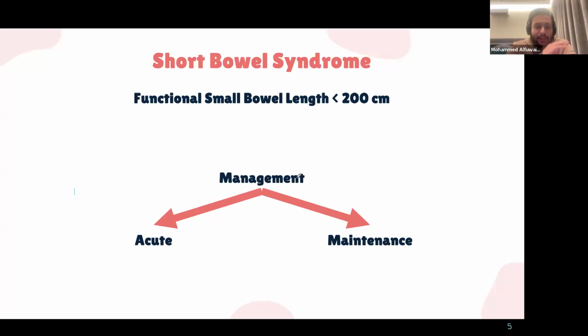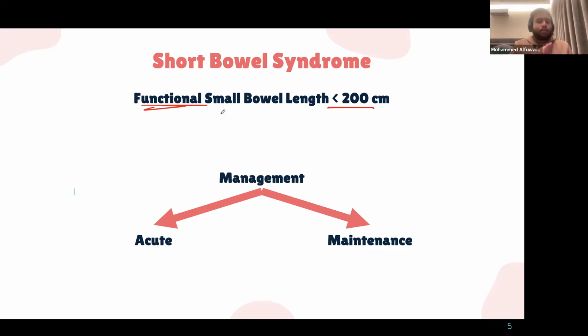The last thing of the small and large bowel before we go very quickly to the next few sections is short bowel syndrome. Short bowel syndrome is defined as functional small bowel length below 200 centimeters. The key term I put here is functional, okay? So it does not just mean that the bowel length is short, it's just that you don't have that much bowel. It also refers to how much of the function is retained in the small bowel.